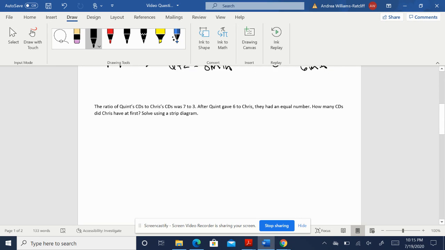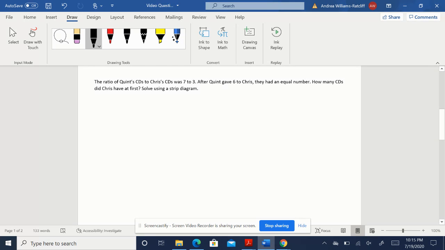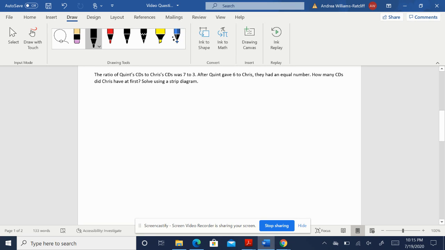So let's keep tracking here. This one gives us a part-to-part ratio, okay, Quint's CDs to Chris's CDs. So we have a 7-to-3 ratio. Some of you may be used to seeing it written like that. And we know that after Quint gave 6 CDs to Chris, they had an equal number. How many CDs did Chris have at first? You solve this using a strip diagram.